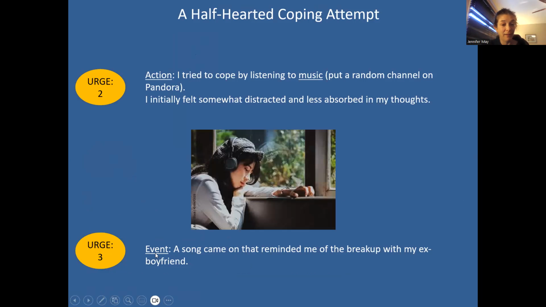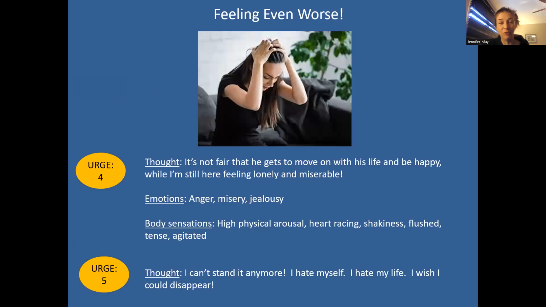But then a song came on that reminded her of the breakup with her ex-boyfriend. Boom, urge back to 3. Okay, so now the urge is creeping back up again. She's back into the negative spiral of thinking and feeling. The thought is, it's not fair that he gets to move on with his life and be happy while I'm still here feeling lonely and miserable. Emotions are anger, misery, jealousy.